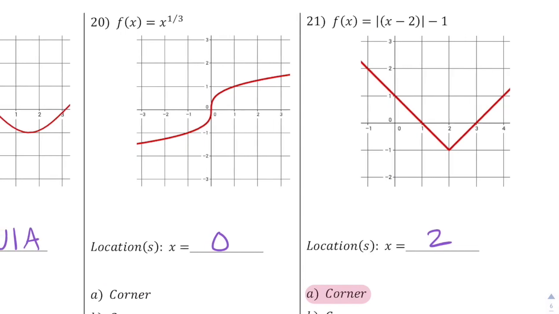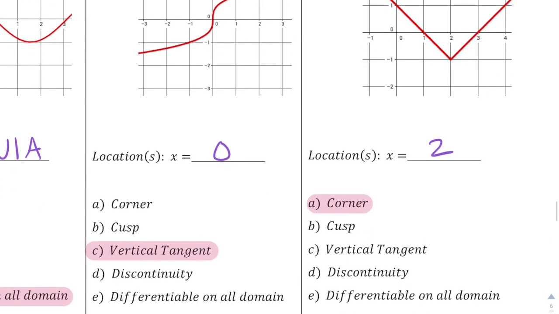This one, the issue happens right here at 2. There is a corner. The derivatives differ. Prior to it's -1 exactly, and after it, it's +1 exactly. So the location in question, the location that causes me an issue is 2, and it's a corner at 2.